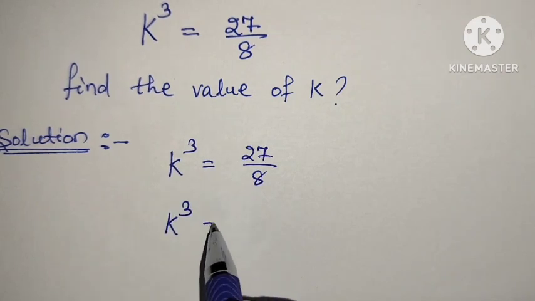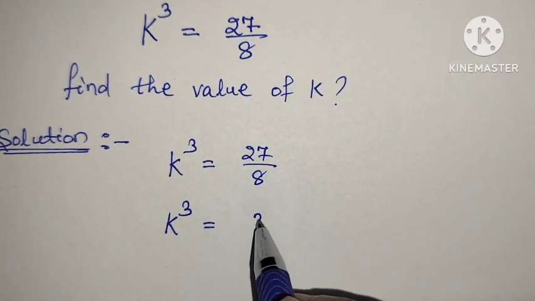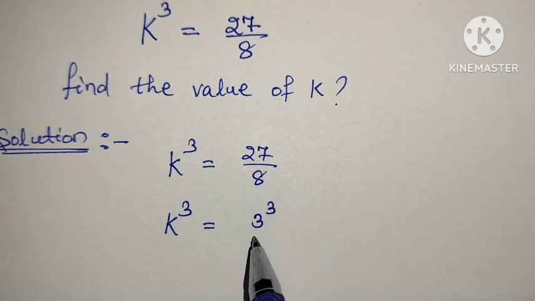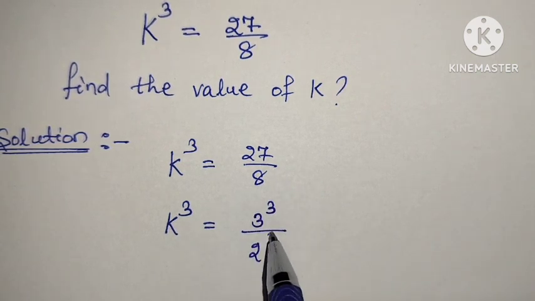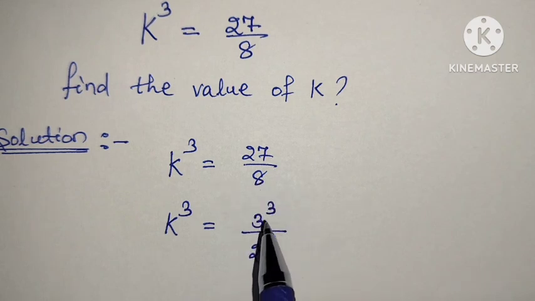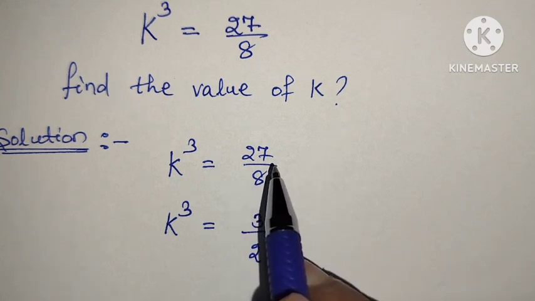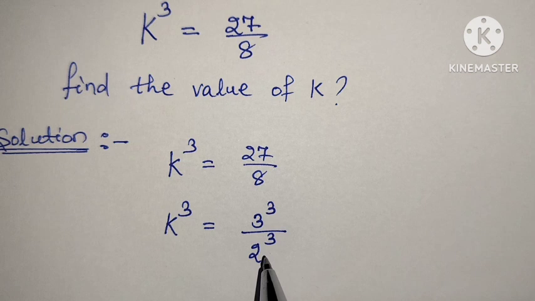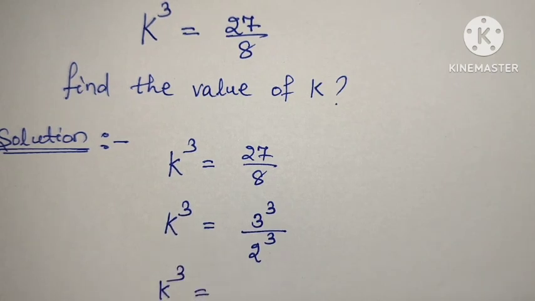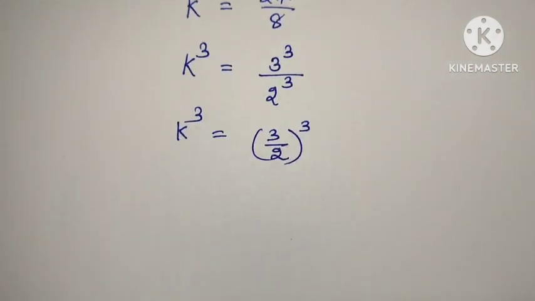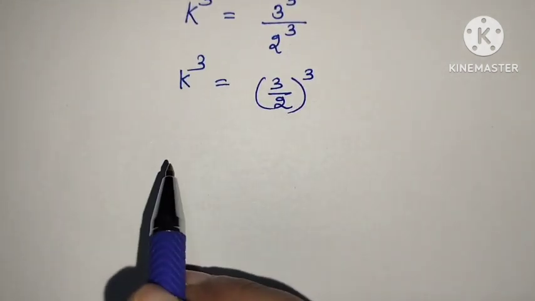Then k³ is equal to 27 is 3 to the power 3, divided by 8 is 2 to the power 3. Because 3 is multiplied 3 times, 3 into 3 into 3 is 27. Also the same thing, 2 is multiplied 3 times, 2 into 2 into 2 is 8. Then k³ is equal to (3 by 2) whole to the power 3. Yes, (3 by 2) whole to the power 3.